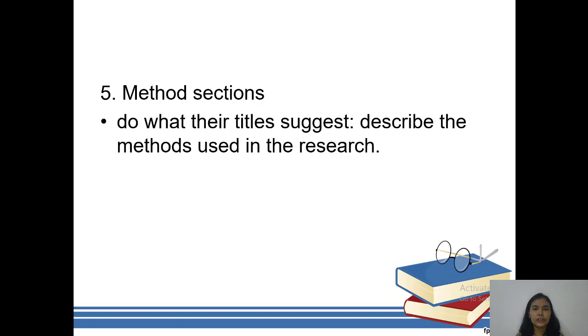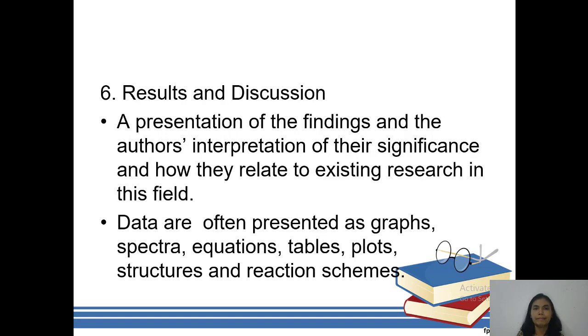And then of course you need to tell about the methods of the research, whether it is using qualitative, quantitative, or a mixed method. And then at this point you need to tell about the results and discussions of your research. When you are presenting your data, you can present it in the form of graphs, equations, tables, etc.